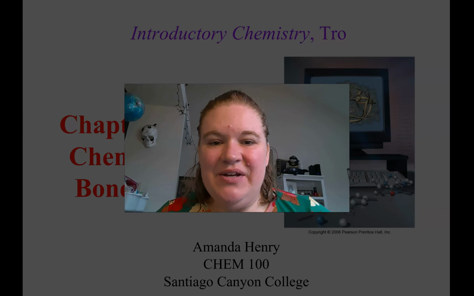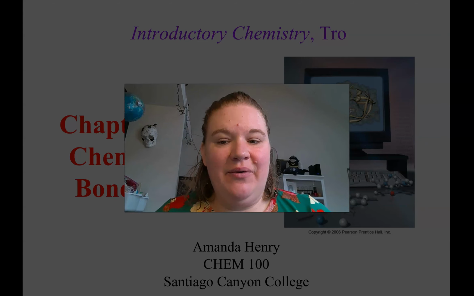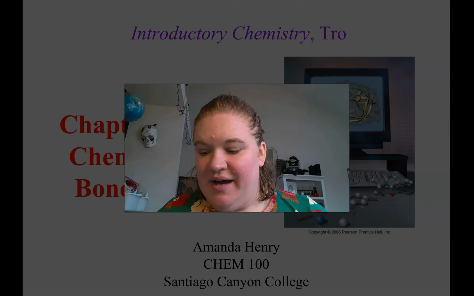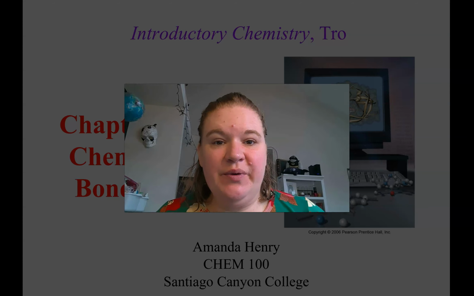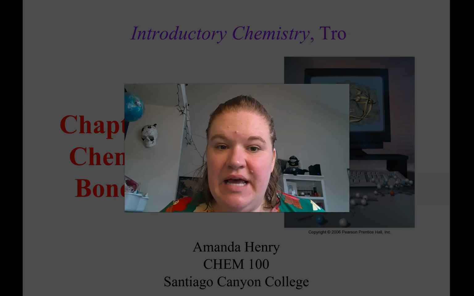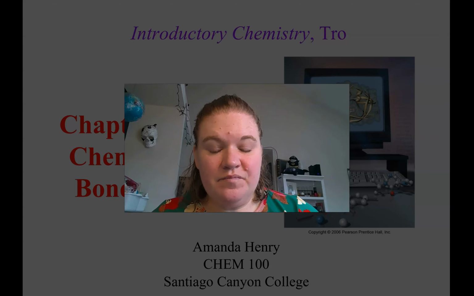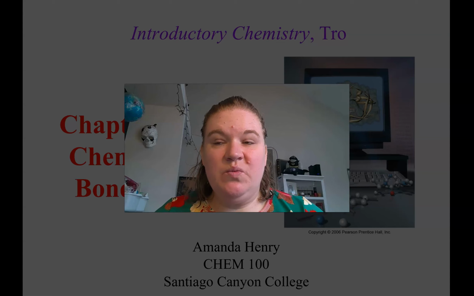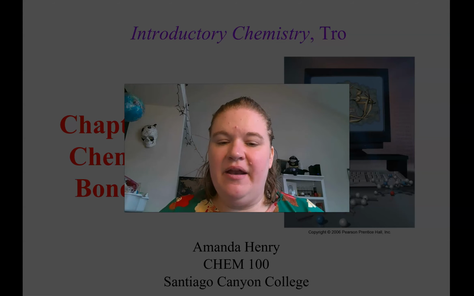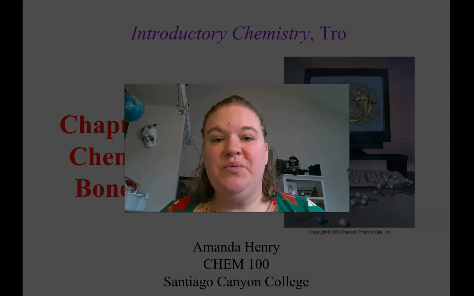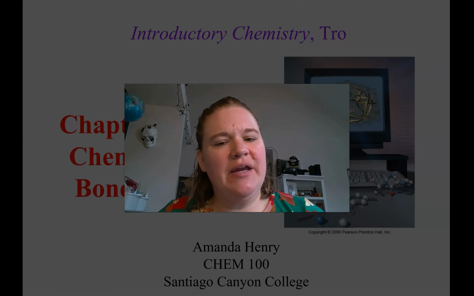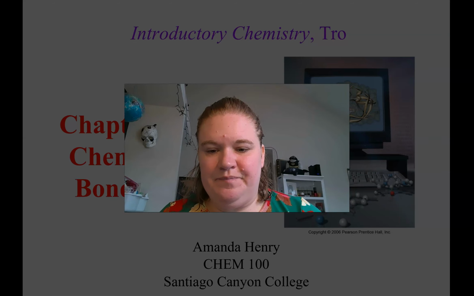Hello, this video is going to cover chapter 10 of our introductory chemistry class. This chapter is called chemical bonding, so we're going to talk about the different types of bonds and a few different ways to classify them, and then we're going to talk about how to draw them, and then the 3D shapes associated with them, and then just some of the characteristics that go along with them.